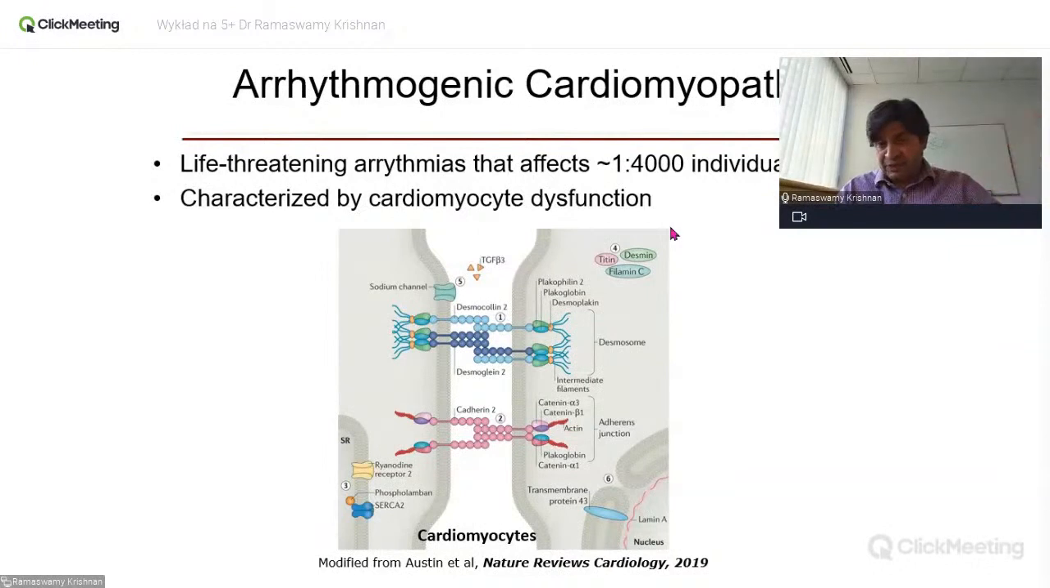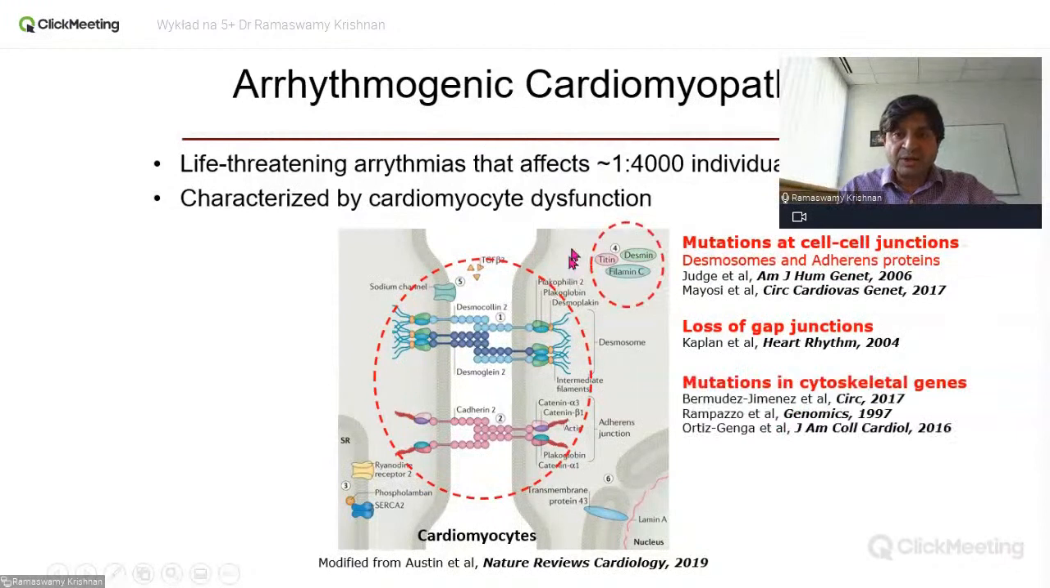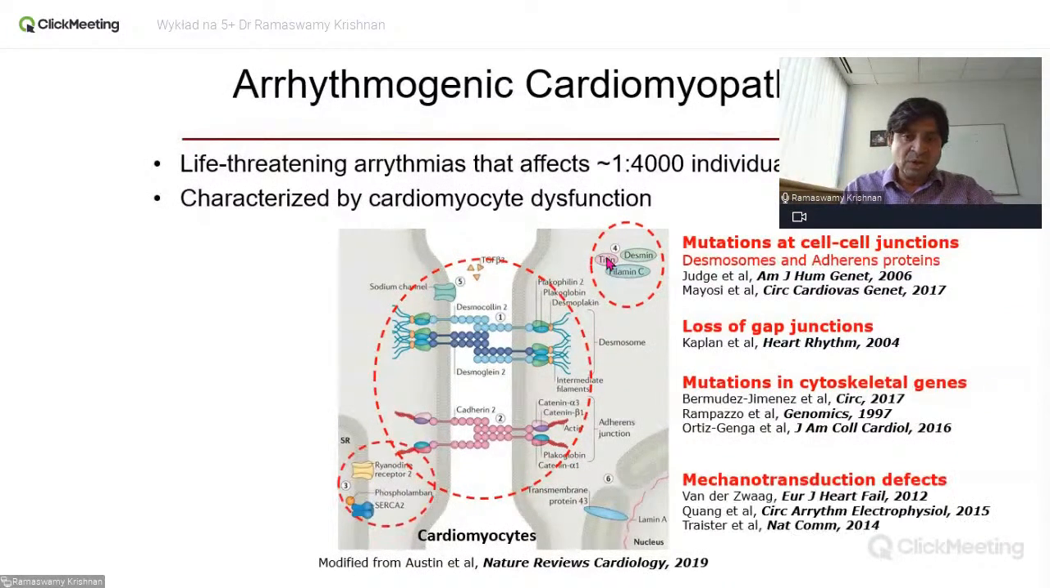Now, previous studies have discovered many mechanisms, including mutations at desmosomal or at adherens junctions, loss of gap junctions, mutations in cytoskeletal proteins within the cardiomyocyte, which is the heart cell, or defects in calcium signaling, calcium sensing within cells or between cells.